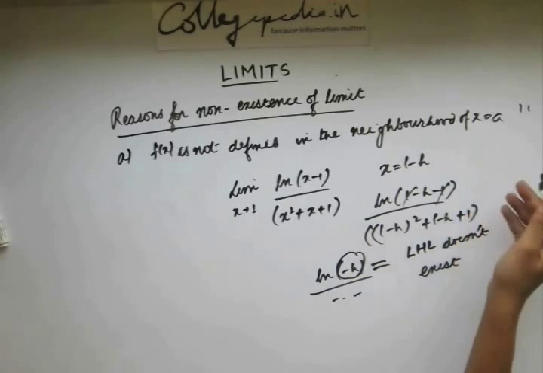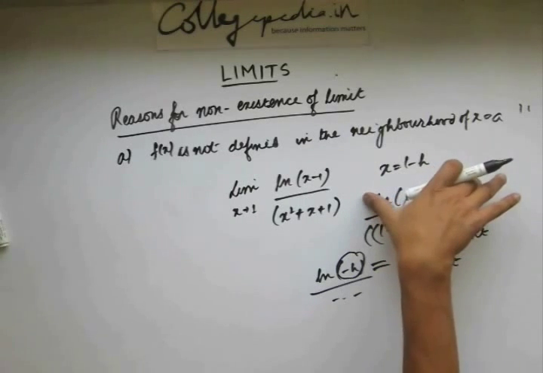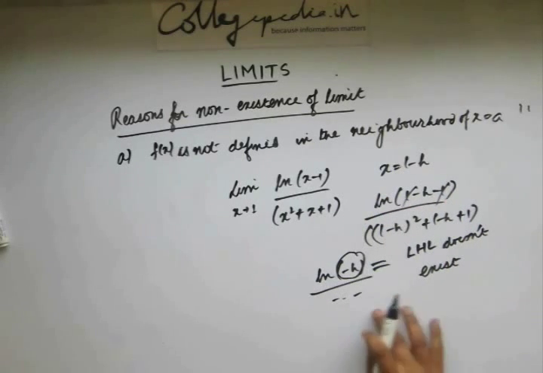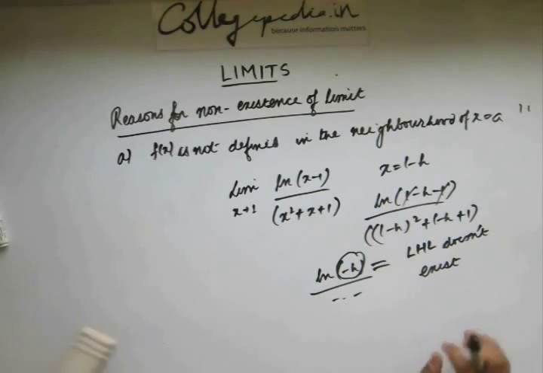The right hand limit exists and is equal to, you can say, a very large negative number, and the left hand limit doesn't exist. Now, since the left hand limit doesn't exist, the limit doesn't exist.